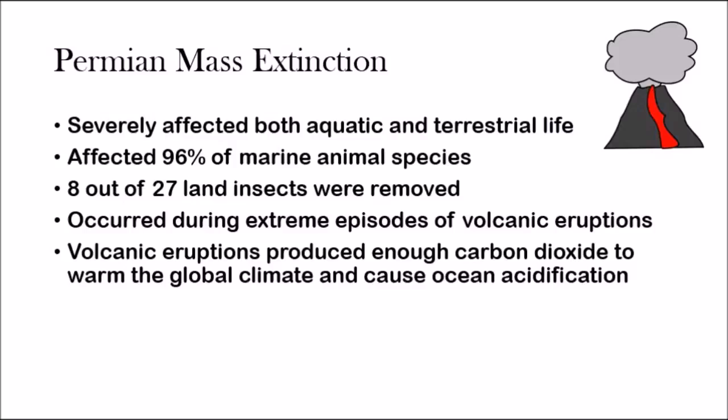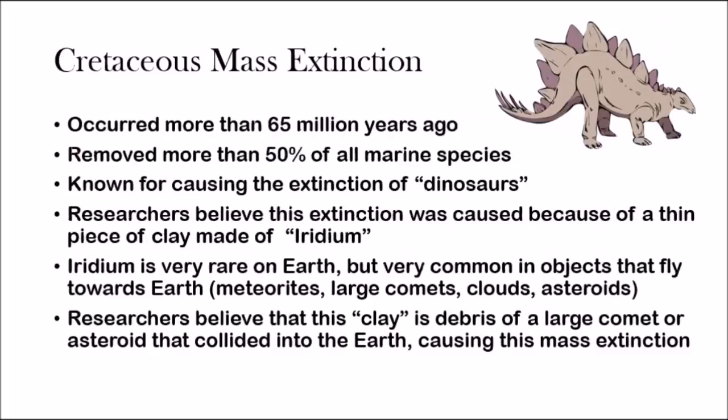The volcanic eruptions produced enough carbon dioxide to warm the global climate, just like the greenhouse gas effect, trapping the sun's heat and causing the climate to change, as well as ocean acidification, carbon dioxide going into water, creating carbonic acid, which would really mess up the water and completely change the environment here. So that's the first mass extinction event that you need to know.